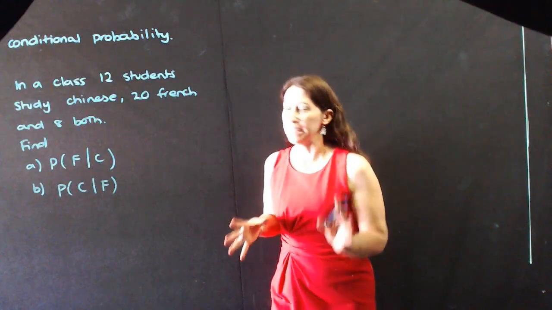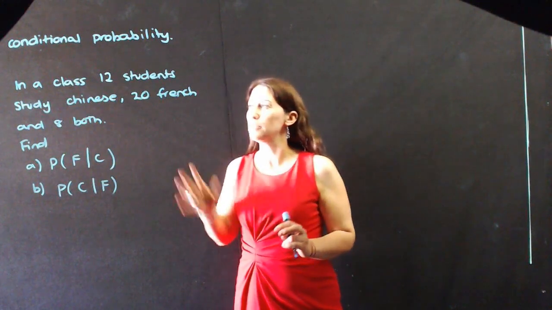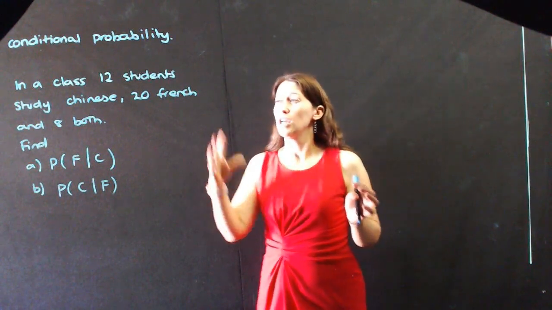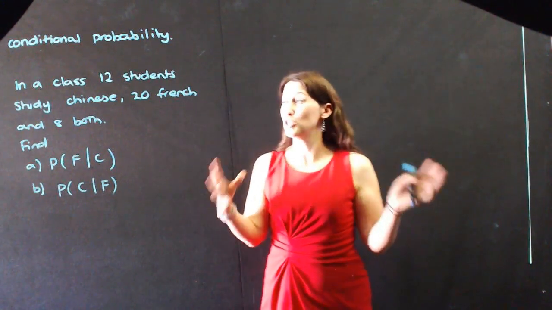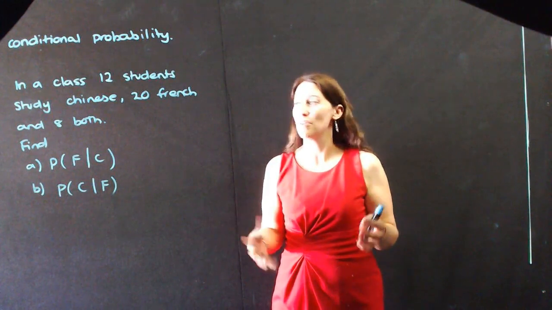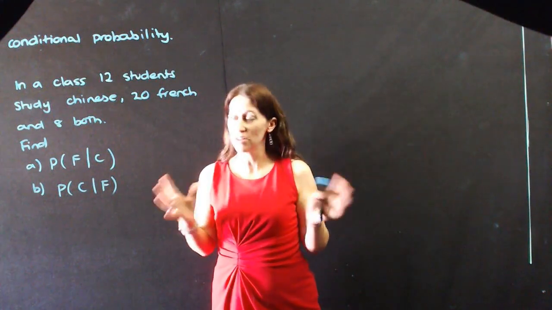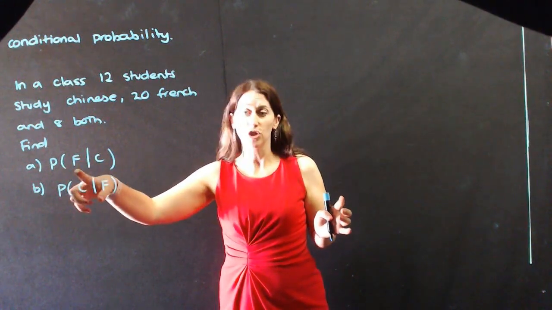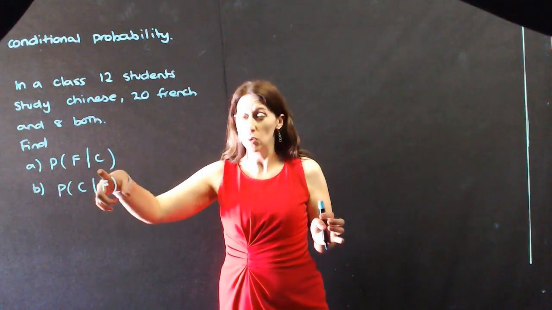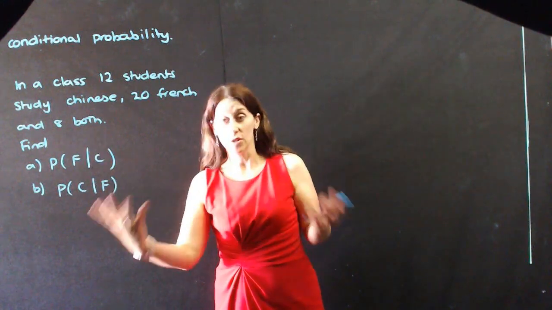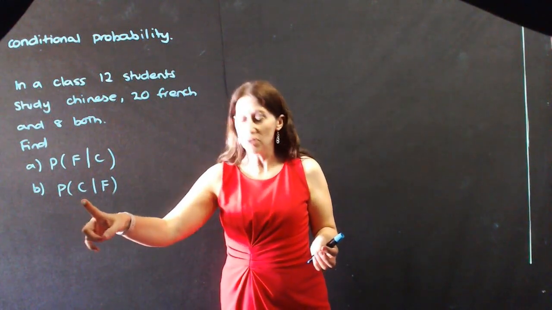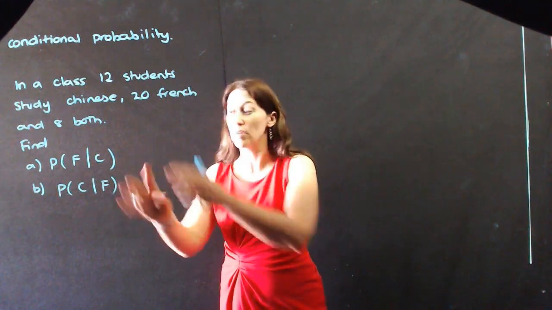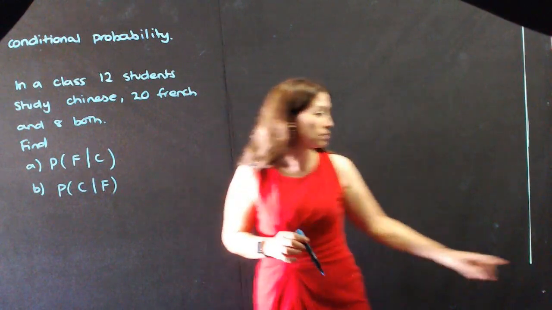So I'm going to do a second example here where I need to draw a Venn diagram. I've written this in shorthand, but it's basically in a class, 12 students study Chinese, 20 study French, and then 8 study both. I'm just going to set that up in a Venn diagram. Then we're going to work out, what's the probability that a student studies French given the fact they already study Chinese? And then we're going to do it the other way around. What's the probability that a student studies Chinese given the fact they already study French? And we're going to look to see what the differences are between these two relationships.